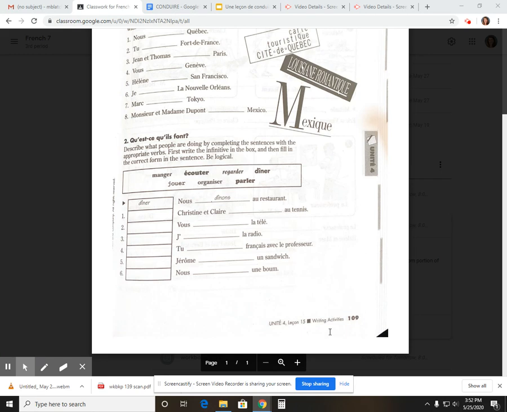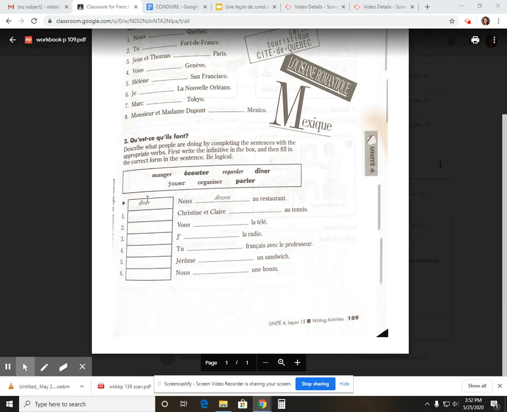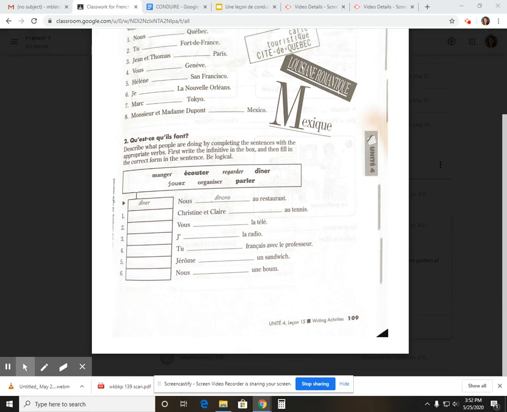Describe what people are doing by completing the sentences with the appropriate verbs. First, write the infinitive in the box. Okay, so this is where the infinitive of the verb is going to be written. If you remember right, the infinitive means that it's a verb that has not been conjugated or given a subject. All right. Then fill in the correct form in the sentence. Okay, so then once you figure out which infinitive verb goes in the sentence, then you're going to have to conjugate it. Be logical, obviously.